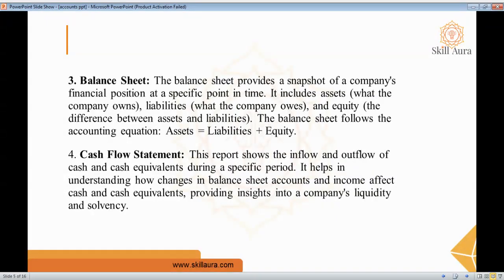The next one is the balance sheet report. Here the balance sheet provides a snapshot of a company's financial position at a specific point in time. So it includes assets, what the company owns, and liability, what the company owes.